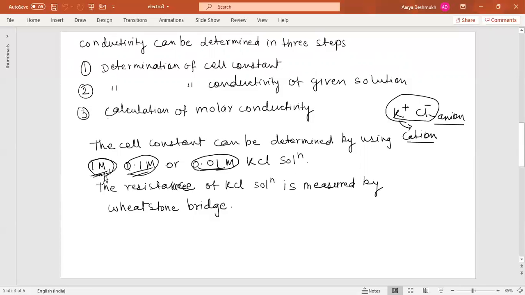Means as you go on diluting the solution, that increases the dissociation property, or the degree of dissociation will increase on dilution. But after some time, it will reach its limiting point. That is, we have studied this in Kohlrausch law. So the resistance of the KCl solution is measured by the Wheatstone bridge.